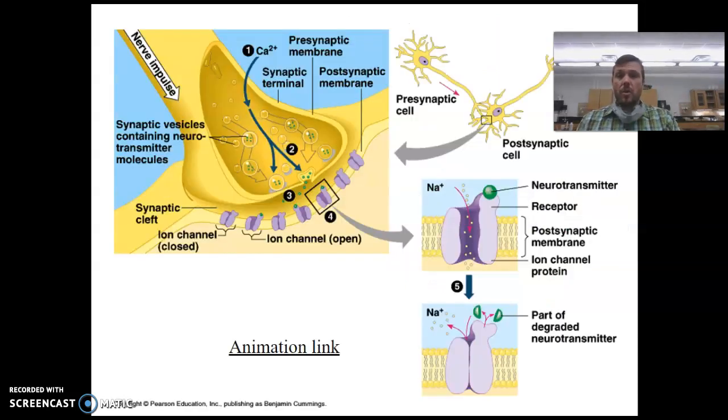So once we get to the end of the neuron, the action potential comes down. This is an axon terminal. That's where those neurotransmitters are stored. And here is the dendrite of the next neuron, or it could be an effector, like a muscle or a gland.